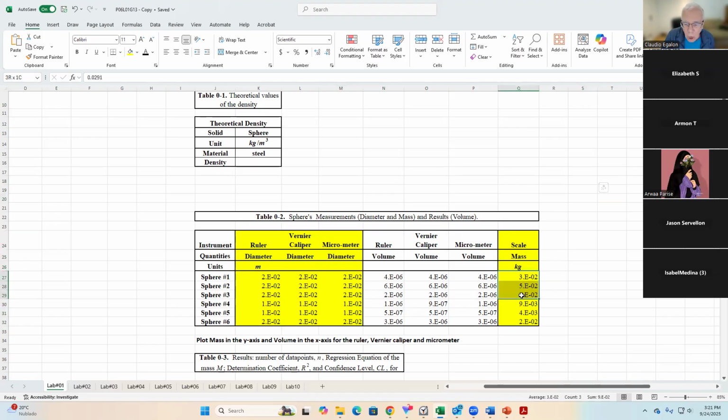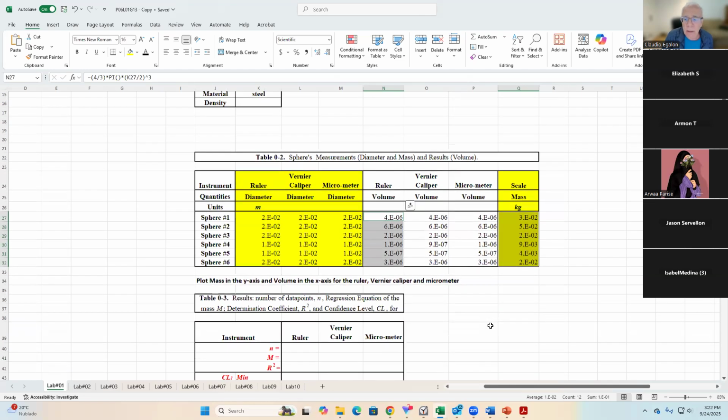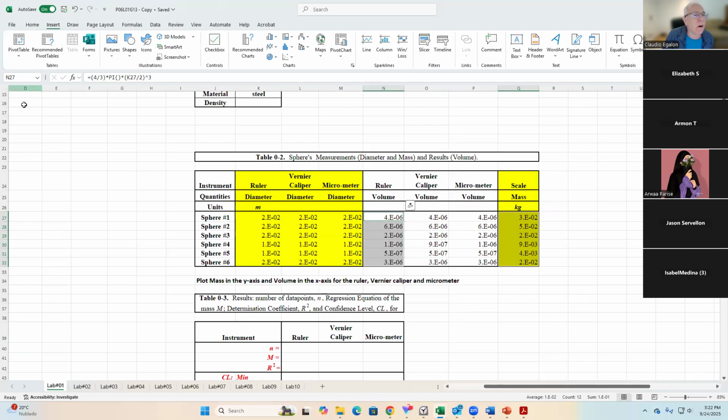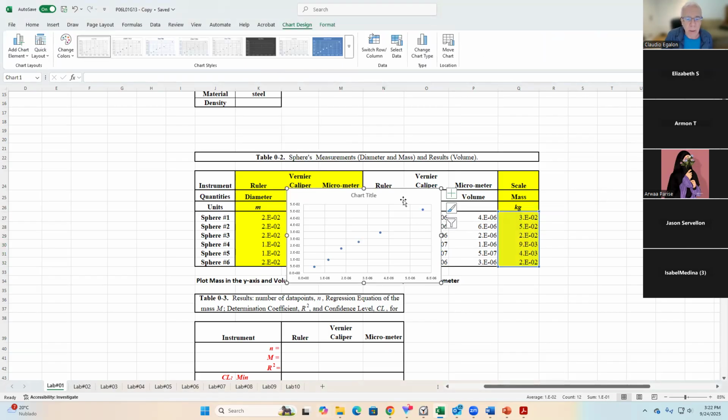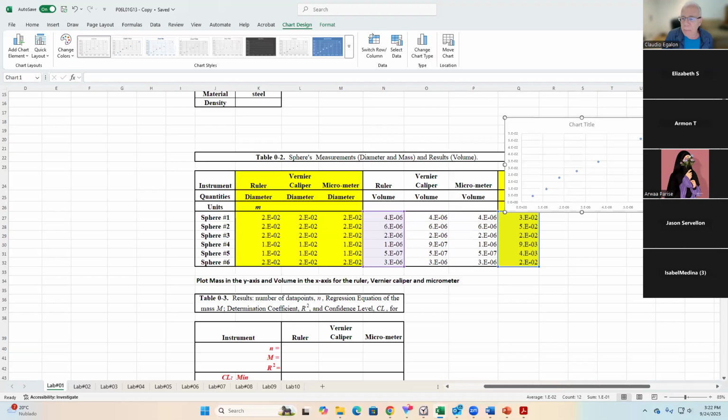And what you're going to do? Okay, so plot the mass versus the volume using the ruler. Most of you have already done it. It's just group 13 and 14 who didn't. How do you plot it? You highlight the mass, hold the control key and highlight the volume values for the ruler. That's one of the first things that we do. Insert, right? Go to chart and plot. And you should get something like that.